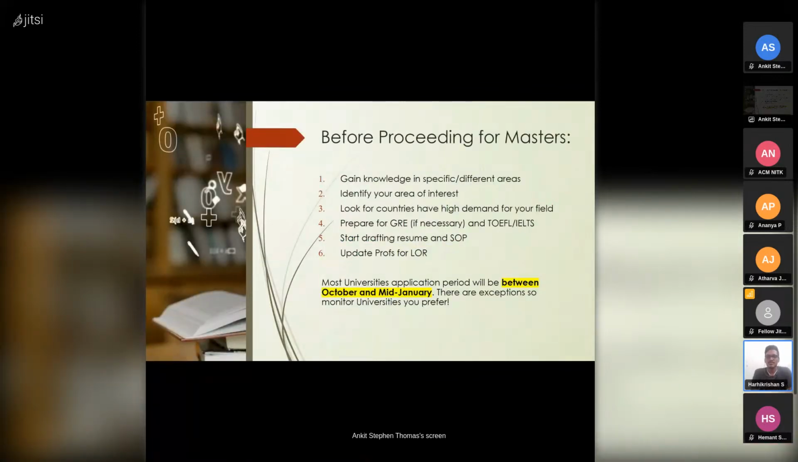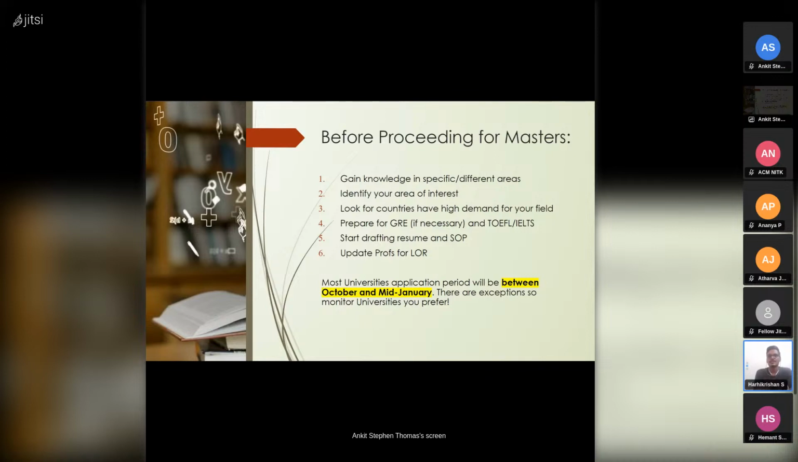So this is one of the main parts. Before fixing yourself to apply for a master's program, you have to satisfy some criteria. Try to gain some knowledge in specific or different areas, because whatever research you do, even if you do five research internships, it should be either a specific area of interest or a different area of interest.